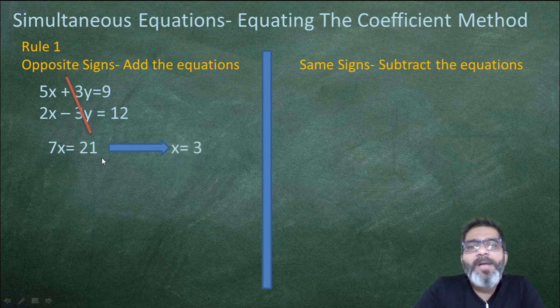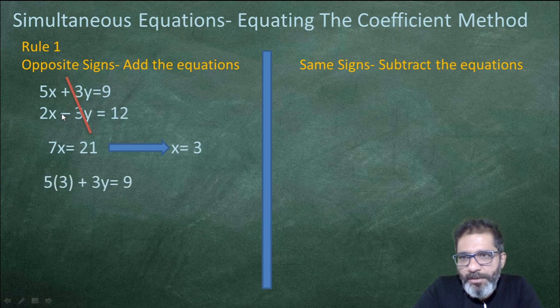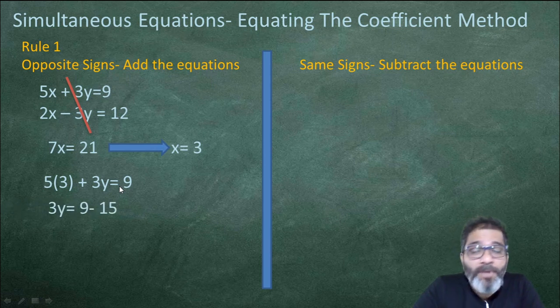Now once you get the value of x, you take either the first equation or the second equation and substitute the value of x. In either equation you substitute, your answer is going to be correct. I have taken the first equation. What is the first equation? 5x plus 3y equal to 9. Instead of x, I am substituting 3. So it is 5 into 3 plus 3y equal to 9 as it is. Now we'll just solve it like an equation in one variable.